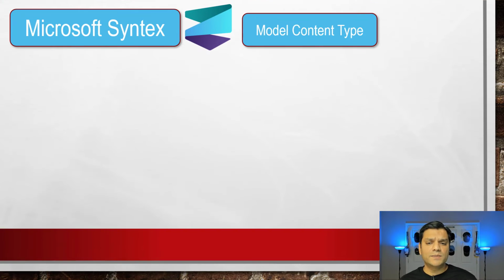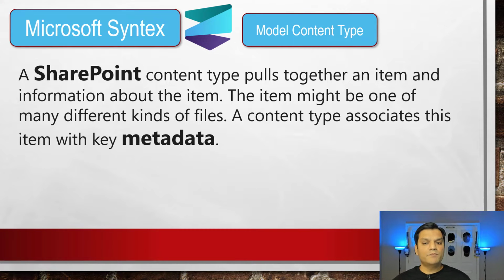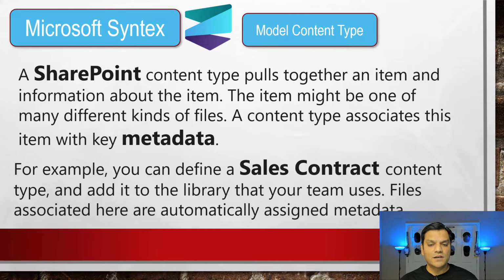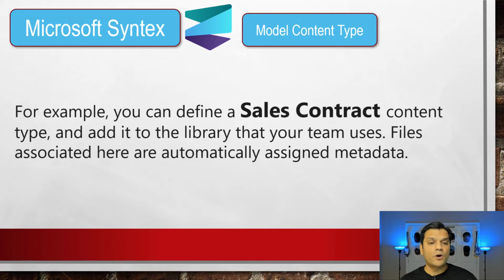So quickly, the concept of content types is that a SharePoint content type pulls together an item and information about that item. Take, for example, a certain situation where you want to assign all the specific columns for that type. Well, that's the whole definition of content types. For example, you can define a whole sales contract content type and add it to a library for your teams to use. For that sales contract, you could have very specific columns to assign, especially when you're uploading a document that has to do with sales. So it's very important from that standpoint.